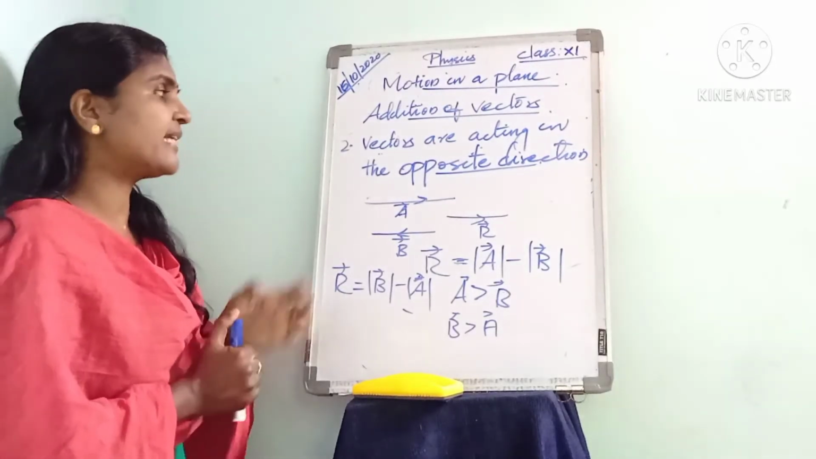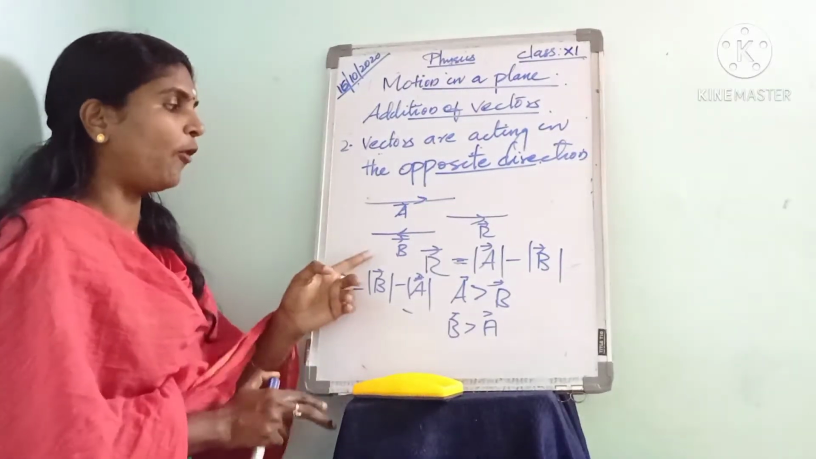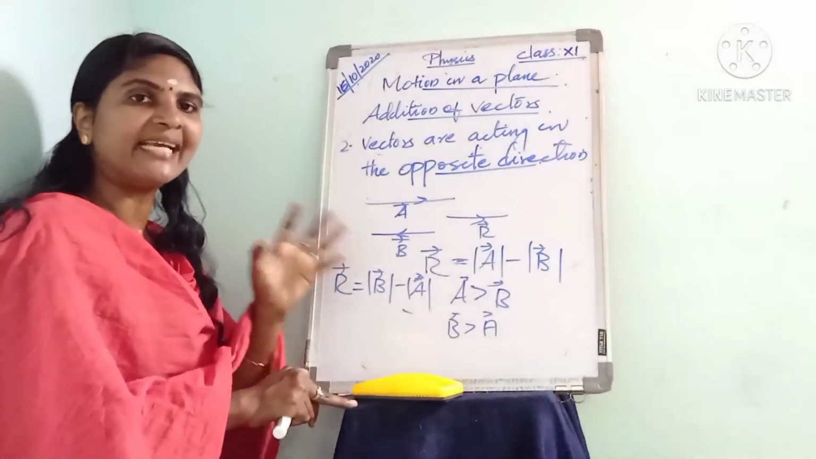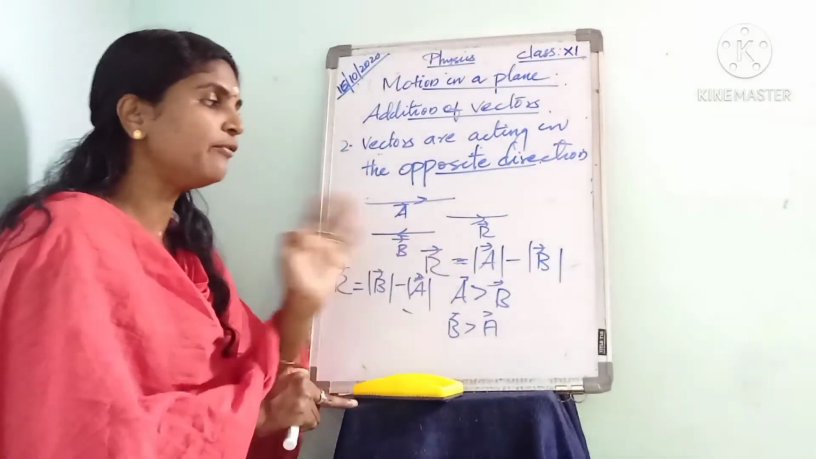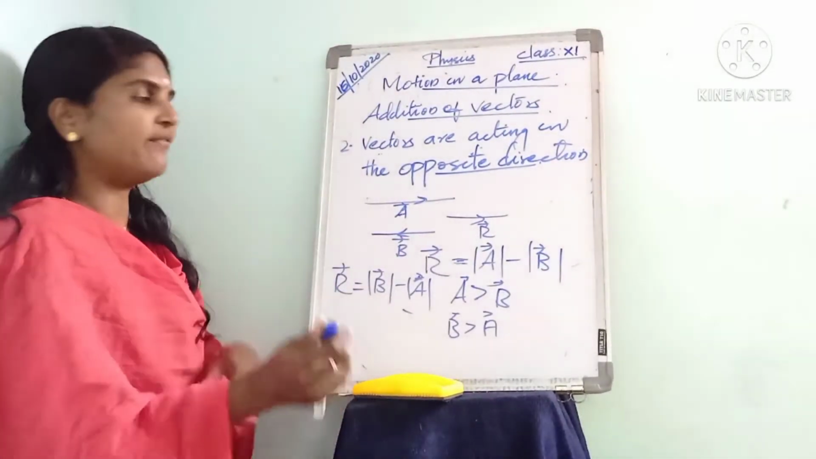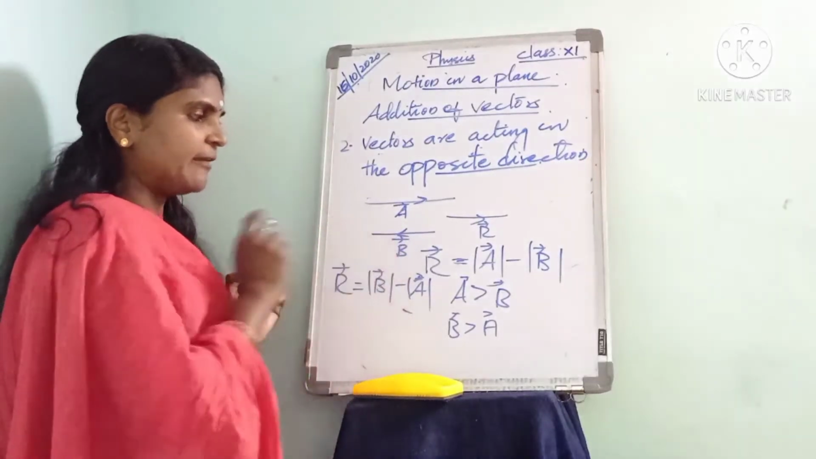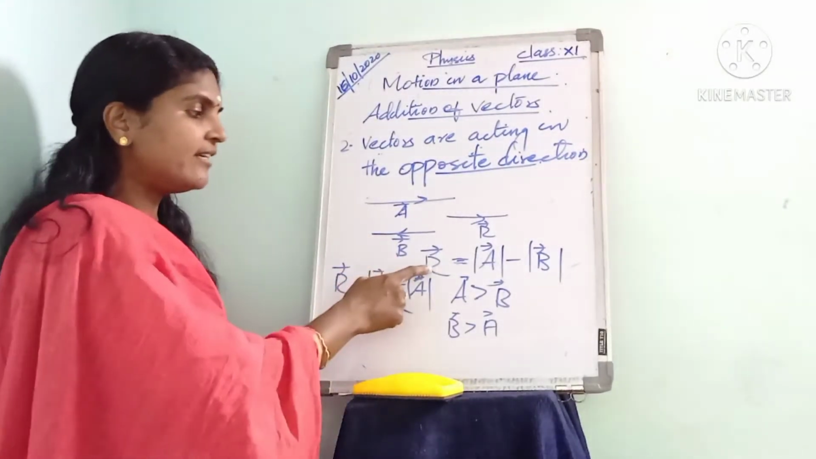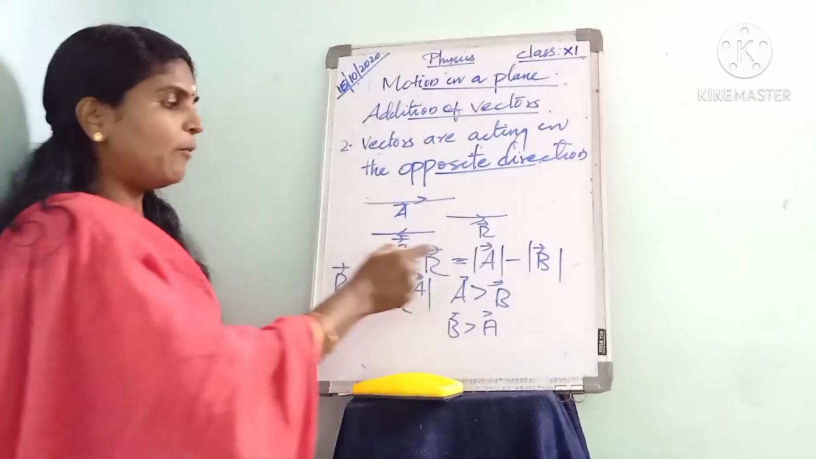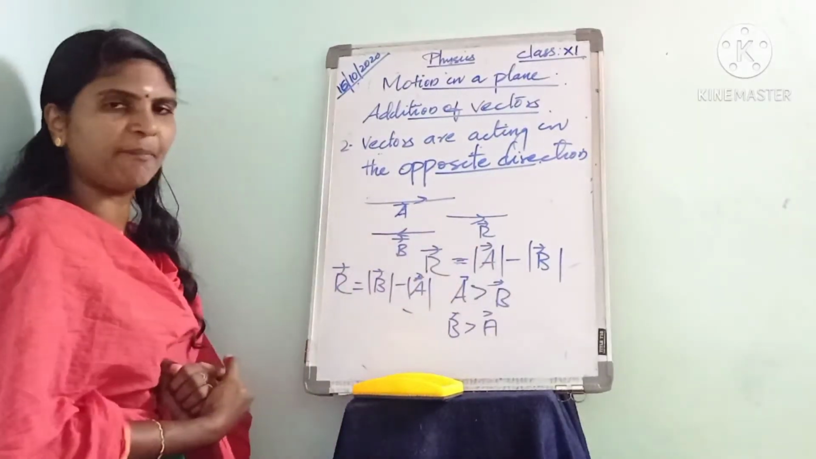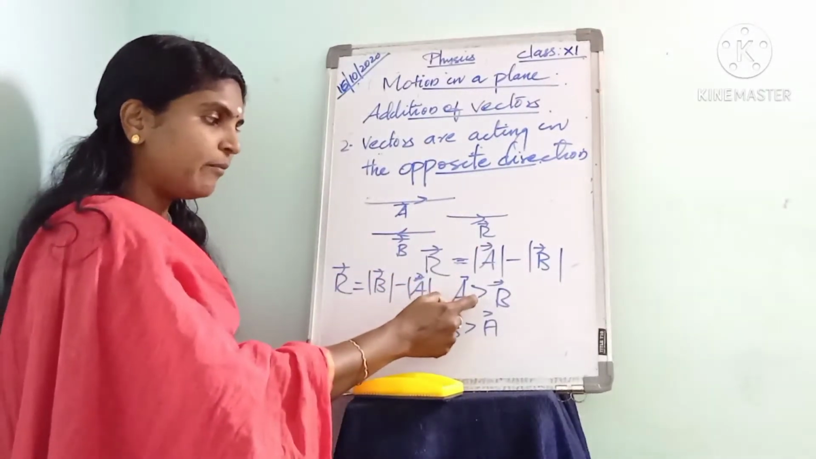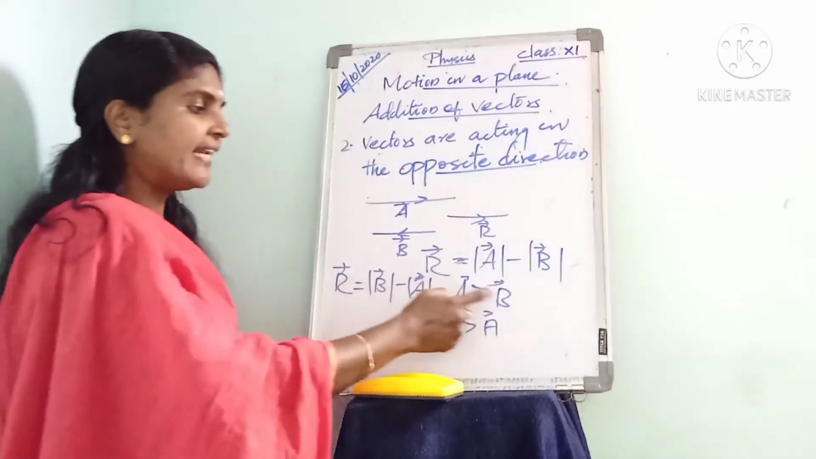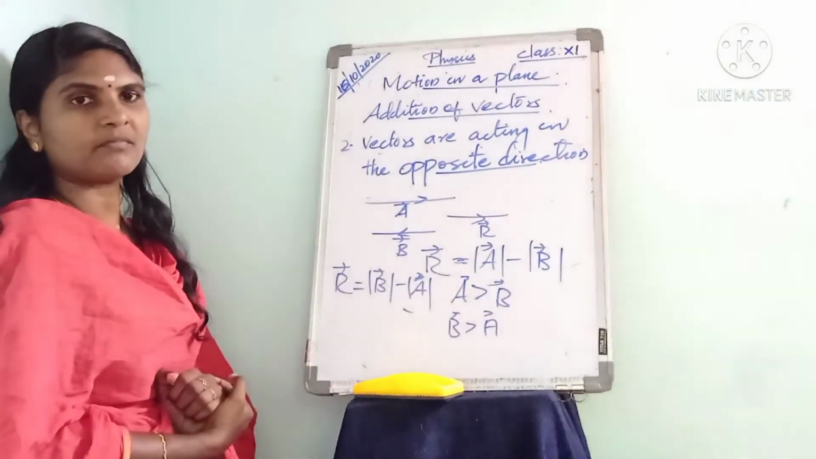Suppose the two vectors are acting in the opposite direction, then how can we add them? By taking the difference of the magnitudes of the two vectors. Here we have two vectors A and B acting in opposite directions. Then the resultant vector R is given by modulus of A minus modulus of B when mod A is greater than mod B.